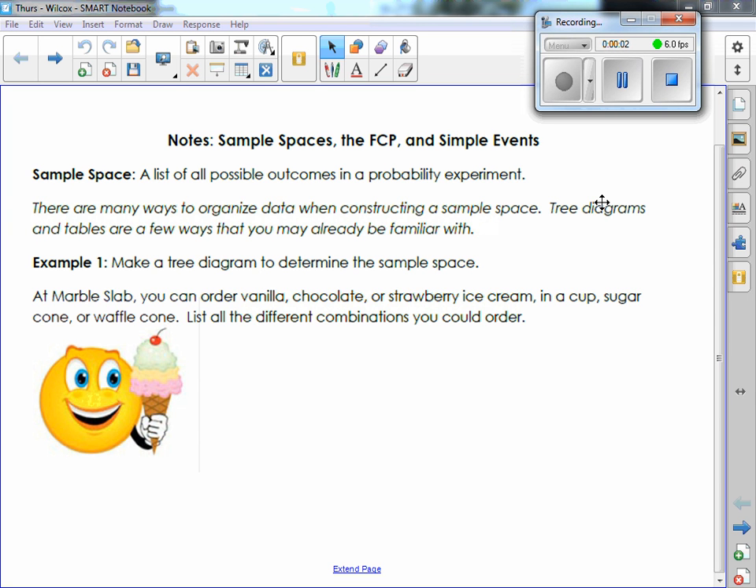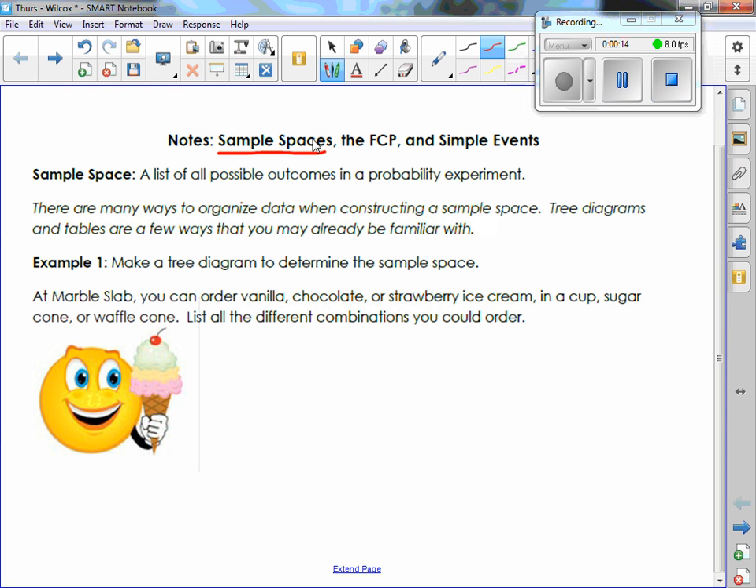Today we're going to start our probability unit. Before we start calculating and talking about probability, there's a few keywords that we need to discuss. The things that we're going to be talking about today are sample spaces, the FCP, which we'll learn about in a few minutes, and simple events.